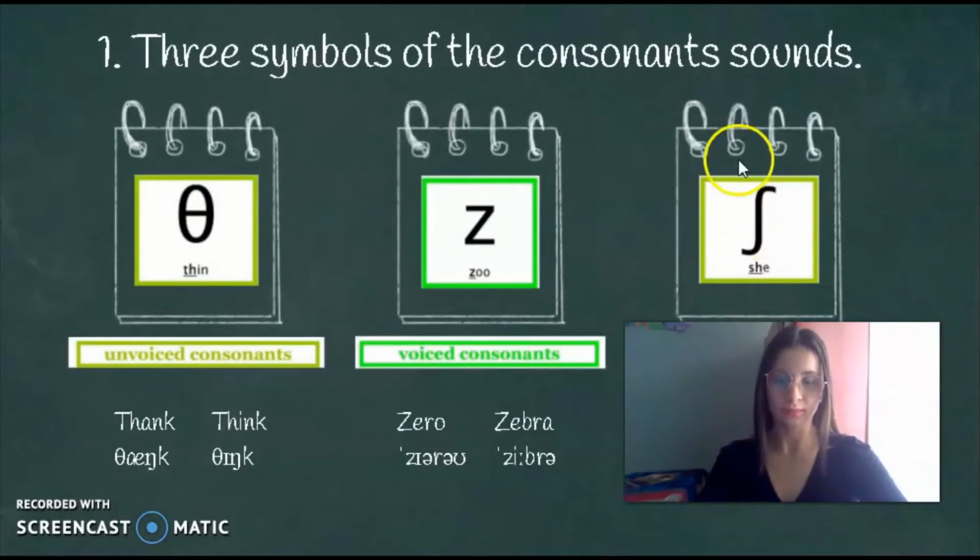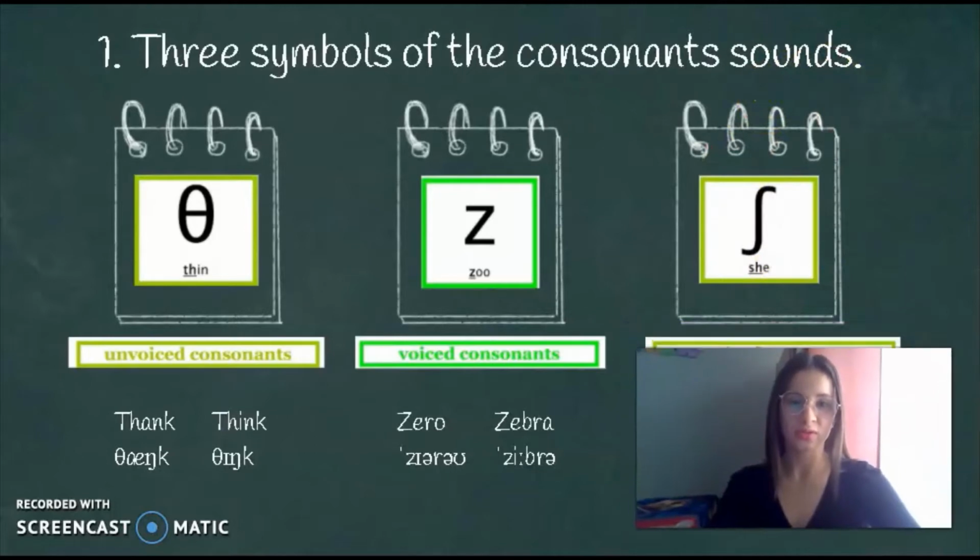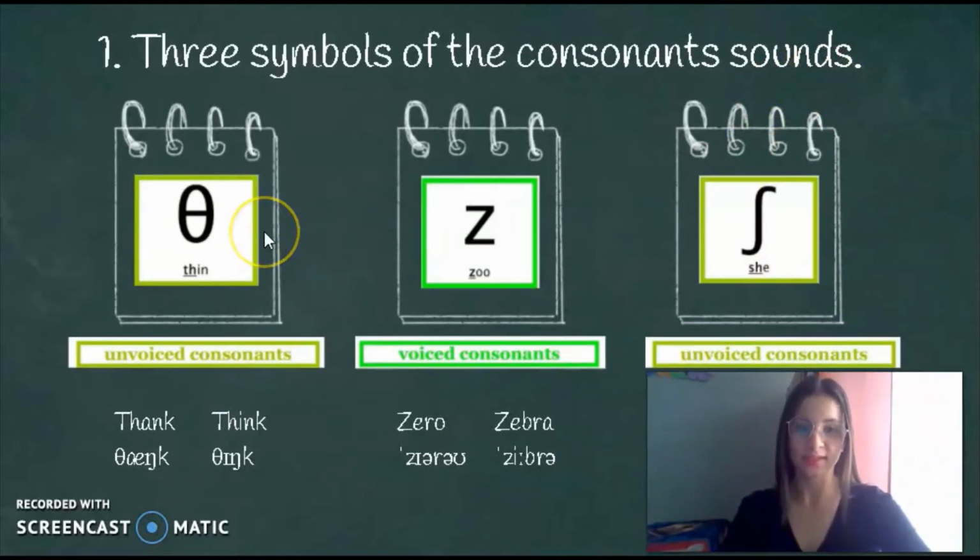3 symbols of the consonant sound. The first symbol is θ, as in thin. This symbol is an unvoiced consonant. The pronunciation of this word is tense, and thing.